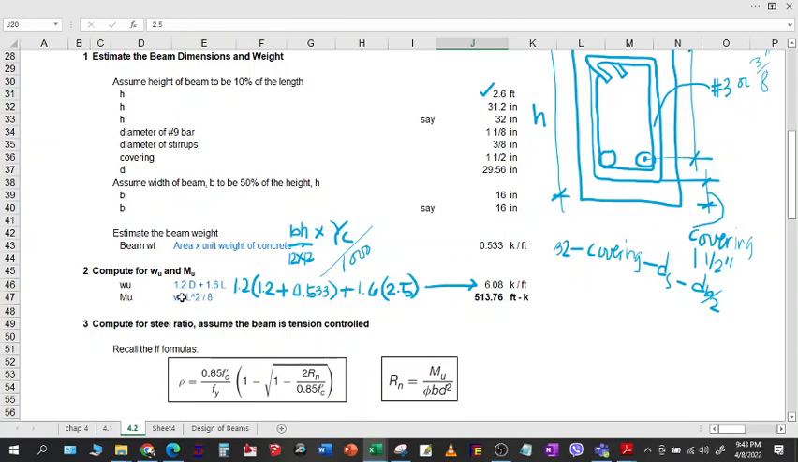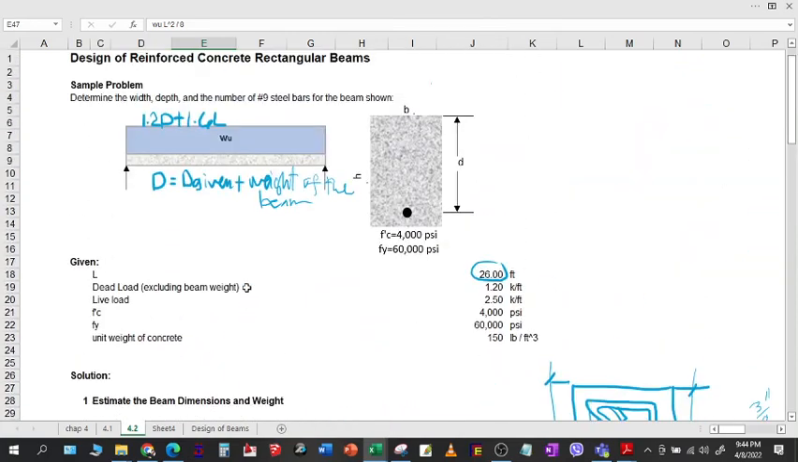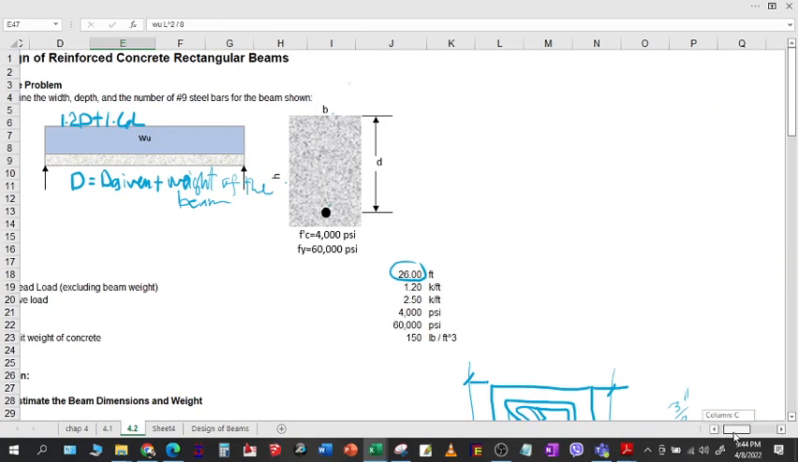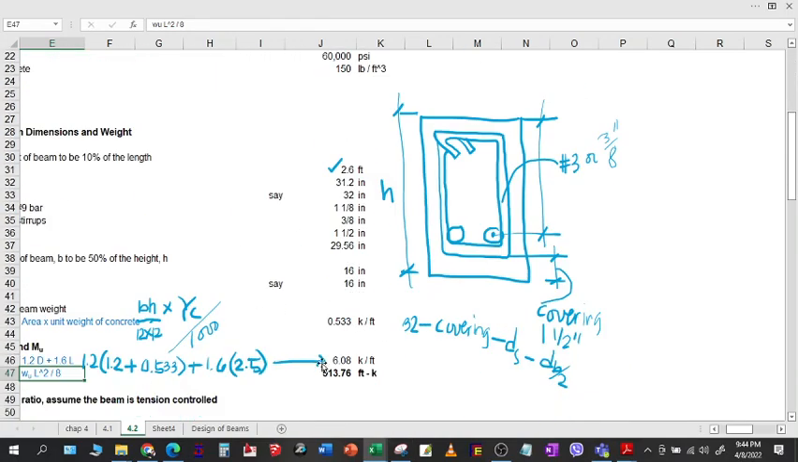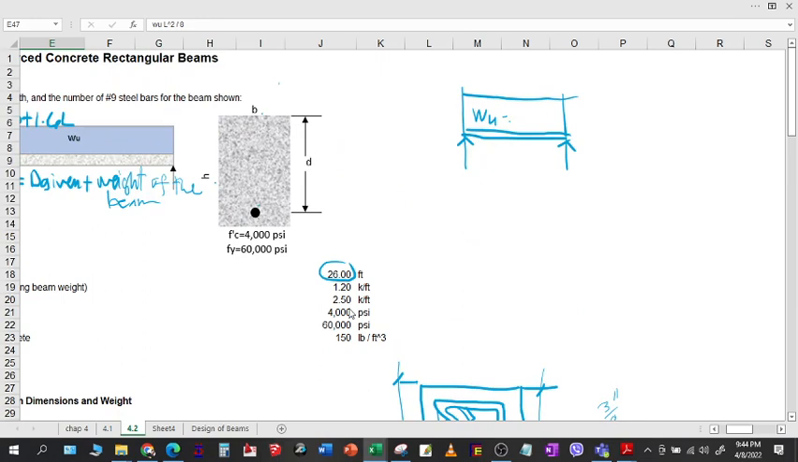Then for MU, we can solve MU by using the formula for simple beam, WL squared over 8. If you don't know the formula, you can also do a shear and moment diagram. So to do the shear and moment diagram, okay, let me redraw the beam. This is a simply supported beam, and you have WU equivalent to 6.08 kip per foot. And let us try to solve the value of the maximum moment.